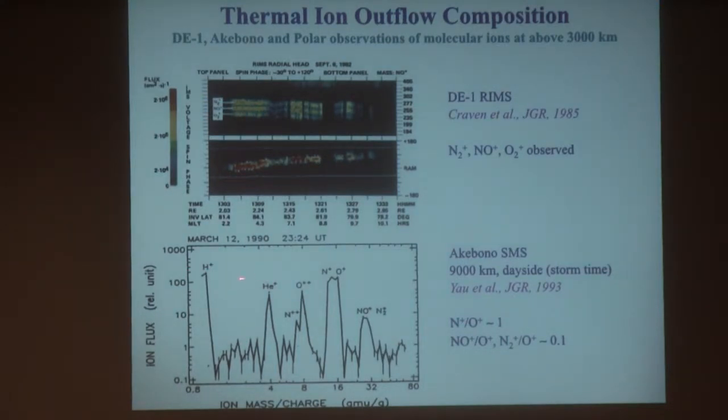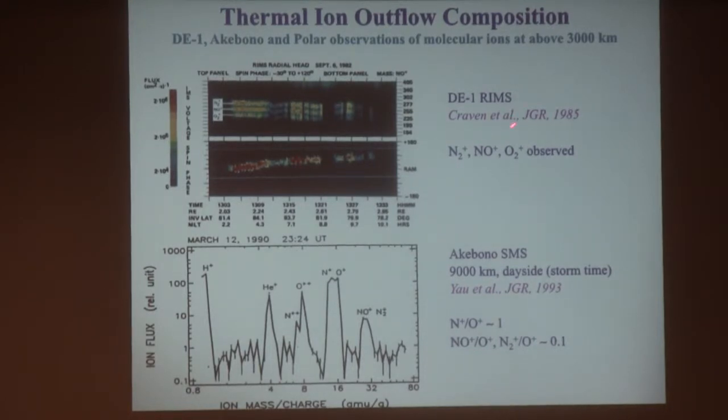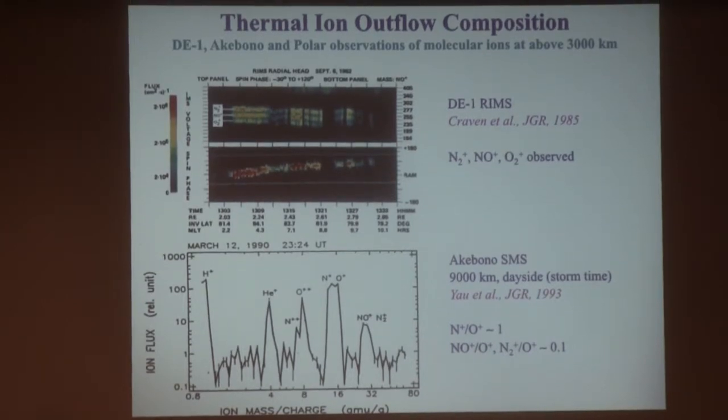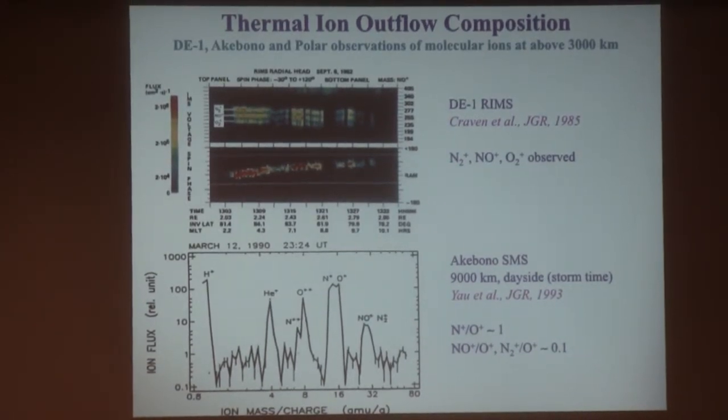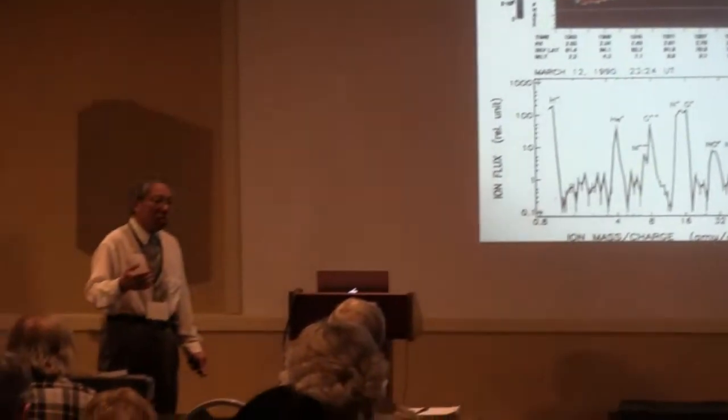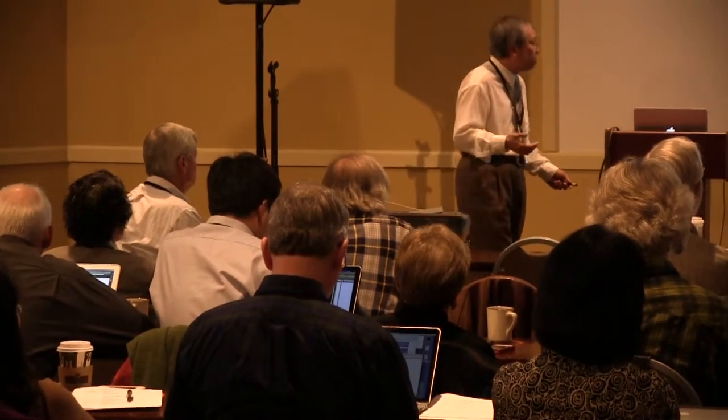The bottom panel shows similar data from the Akebono satellite, where one can see that in this particular case, the N+ to O+ ratio is very close to unity, and the molecular ion to oxygen ion ratio is 0.1. Now, the fact that the molecular ions are observed at such high altitude is very important because it tells us that the ion acceleration process not only occurs at very low altitude, down to the topside F region ionosphere, but also that the process is very fast, because otherwise there would not be enough time for the ions to get accelerated and then transported to high altitude.